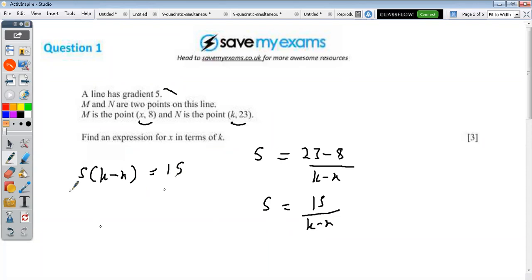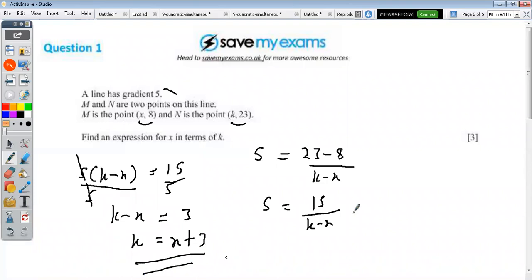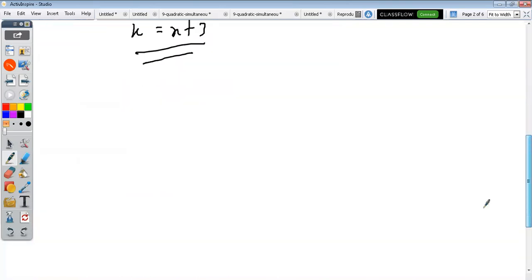You can do this, but I would suggest the easiest way is simply to divide both sides by 5. Why? Because the 5 cancels there. Then I have K minus X is equal to what's 15 divided by 5? 3. Makes sense. Express X in terms of K. So now it means K is equal to, move that to the other side, X plus 3. Clear? Yes, sir.